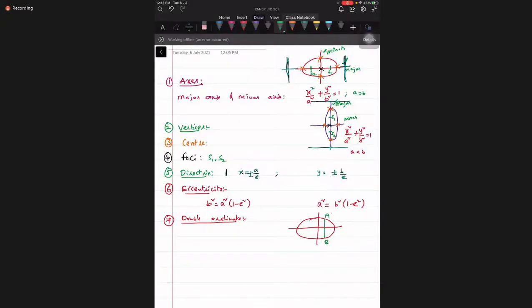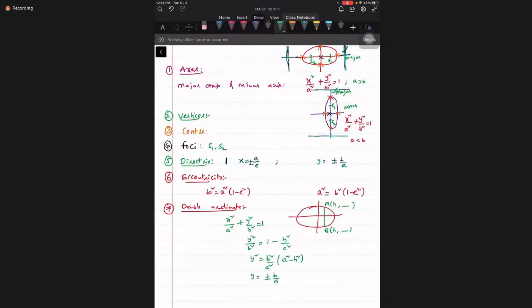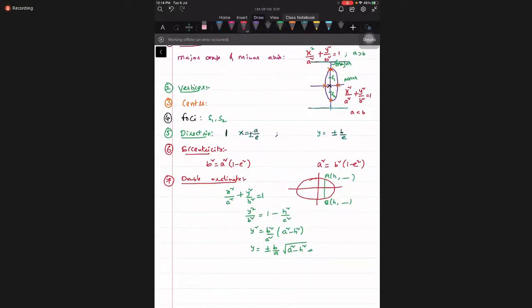So if I take here the points h and k, then the ellipse is x square by a square plus y square by b square equal to 1. In the place of x, I can substitute h. I can use this relation: y equals b by a into root of a square minus x square. So this is the double ordinate. Is that okay, students?